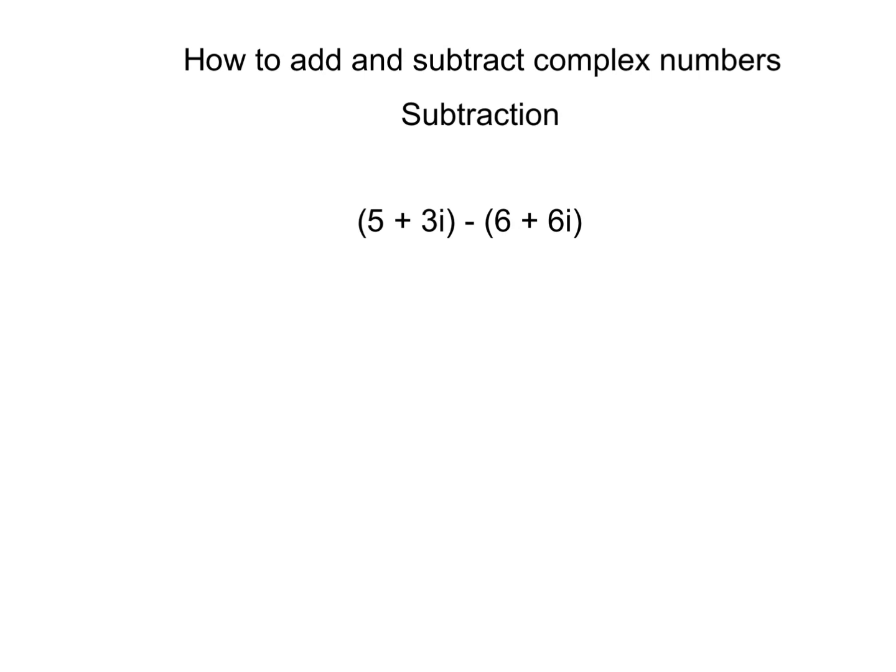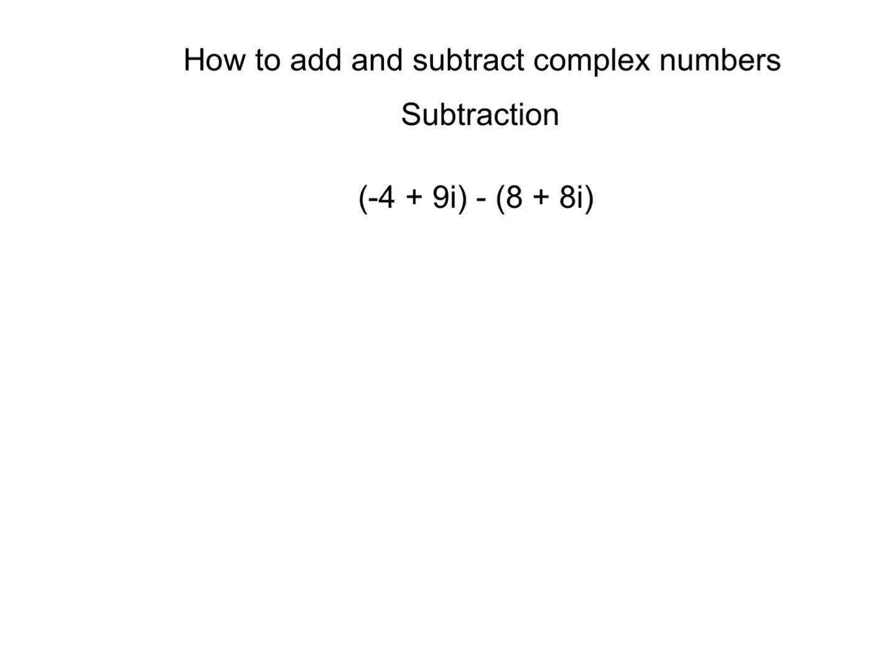Alright, I'll step away for a few seconds. I'll let you try this one. This one, again, just like before, nothing crazy. It's pretty simple. Just do what you need to do. So I'll give you a few seconds to work on this one. Alright, so first thing, let's change that to plus, negative, and negative. Okay, so here we go. 5 minus 6 is negative 1. 3i minus 6i is negative 3i. Done.